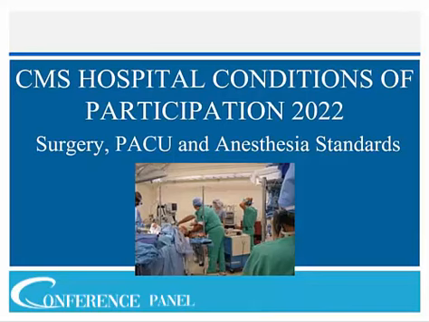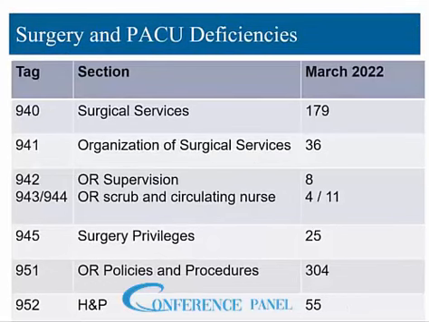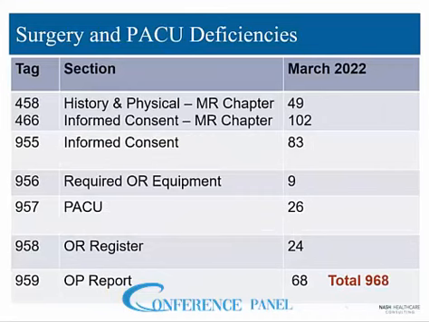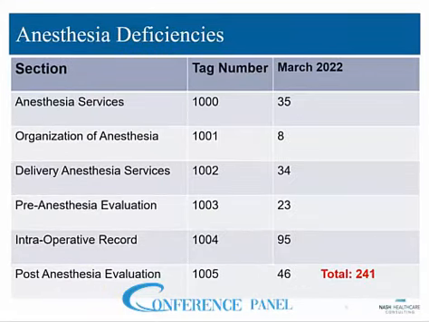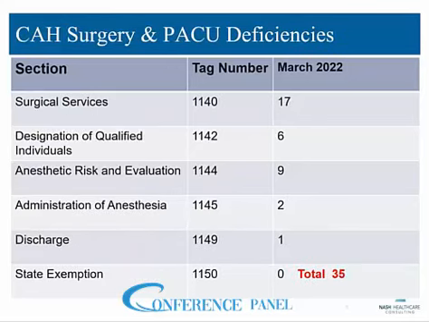Thank you very much, and welcome everybody. Today we're going to be talking about some of the CMS conditions of participation, focusing on surgery, PACU, and anesthesia services. First we'd like to look at what some of the deficiencies are in surgery from a CMS perspective, then required OR equipment. Then we're going to be talking about anesthesia services, and then surgery and PACU deficiencies.